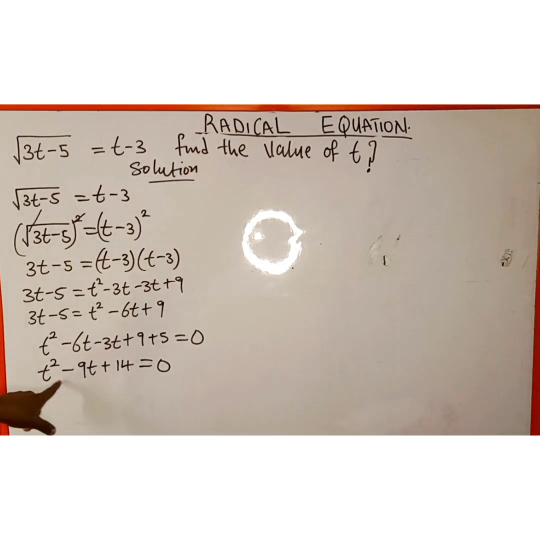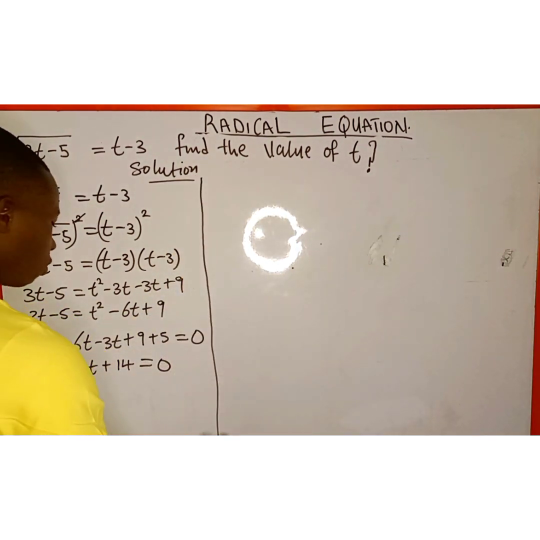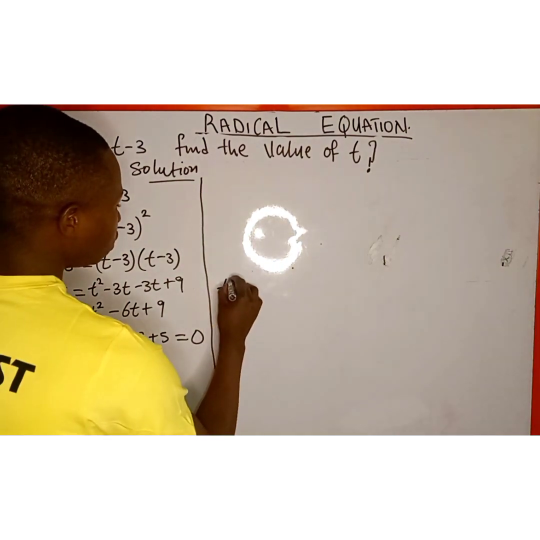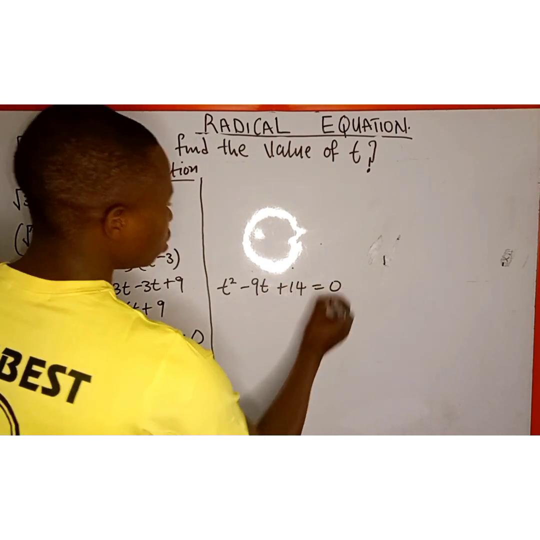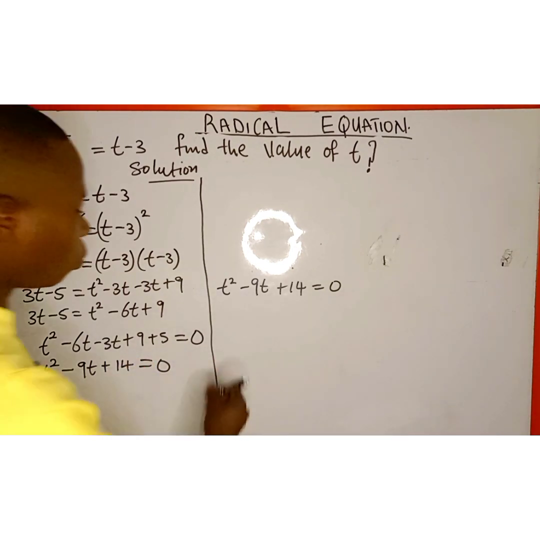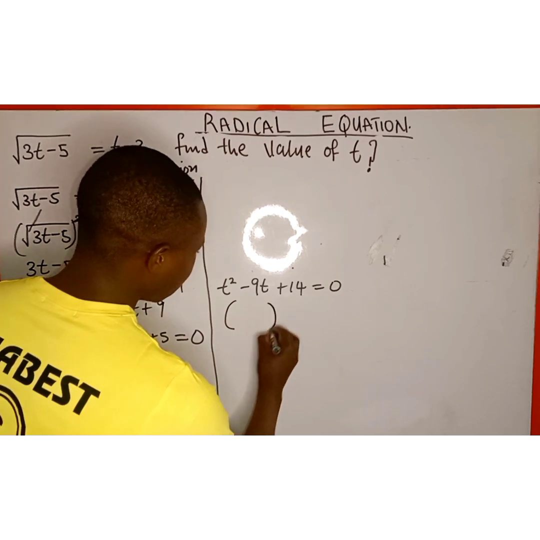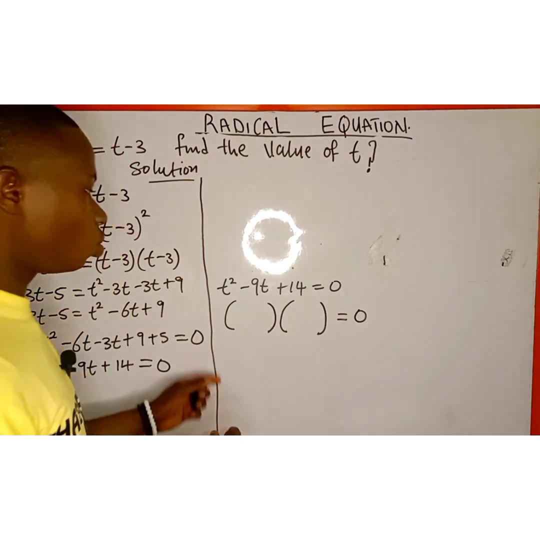To get the value of t from this quadratic equation, remember that in quadratic equations we have different methods of solving. So let us use the factorization method to get the value of t. So I have t squared minus 9t plus 14 is equal to 0. Using the factorization method, the simplest way you can do it is to open two brackets, multiply them by each other, then equate it to 0. This is a simple way to factorize.